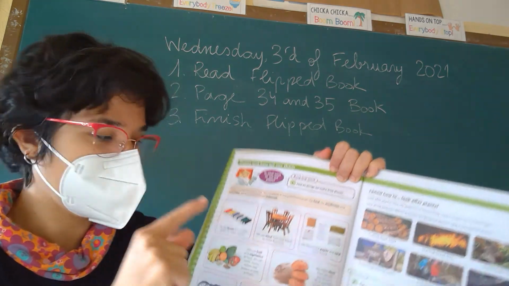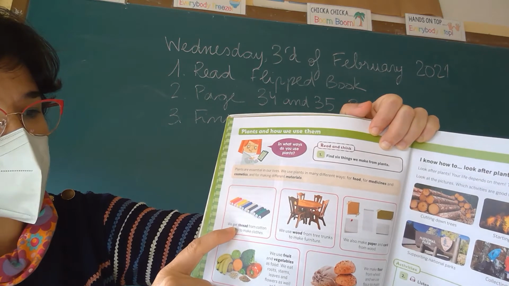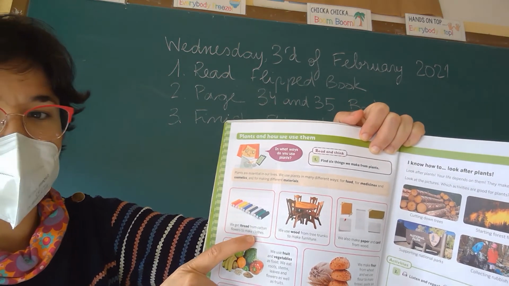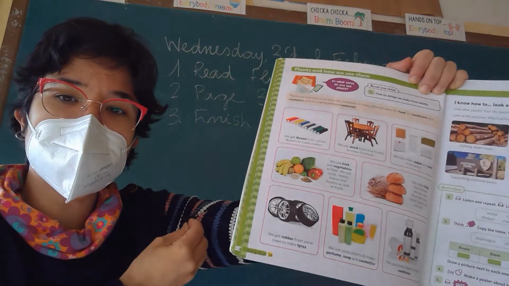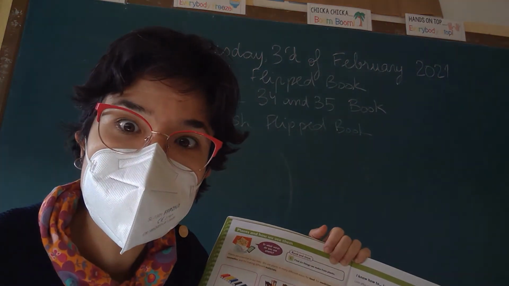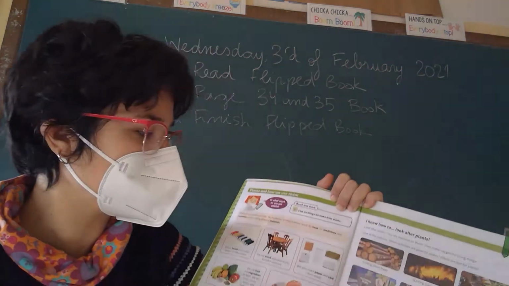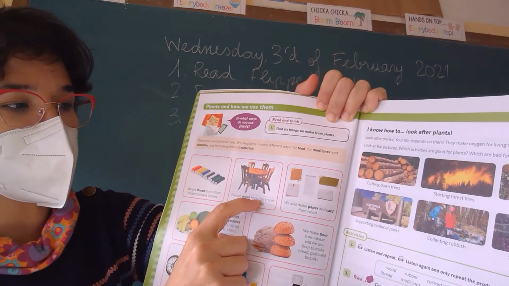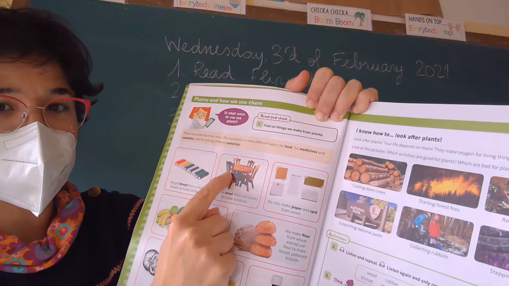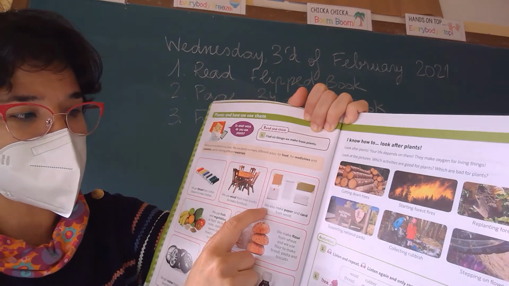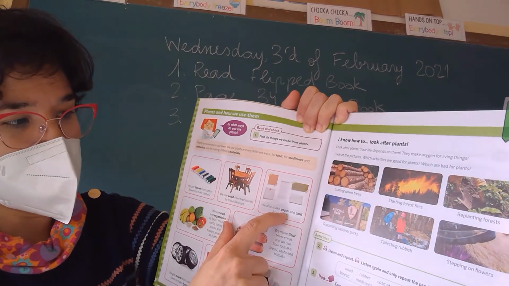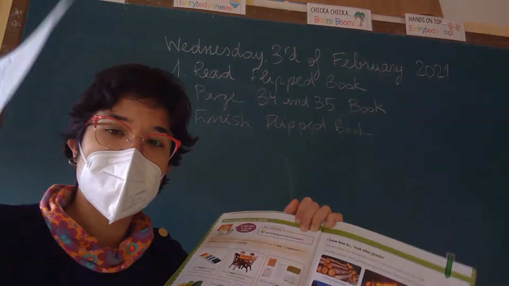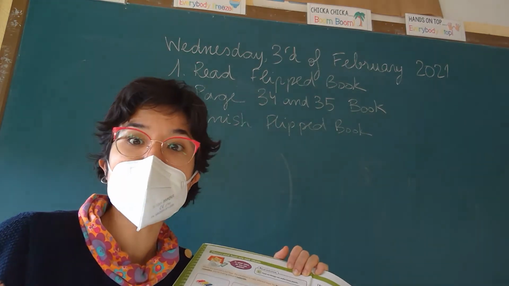For example, we get thread from cotton flowers to make clothes. So clothes are made with cotton of the plants. We used wood from the trunks to make furniture. We also make paper and card from wood. Okay? The papers are made with wood.